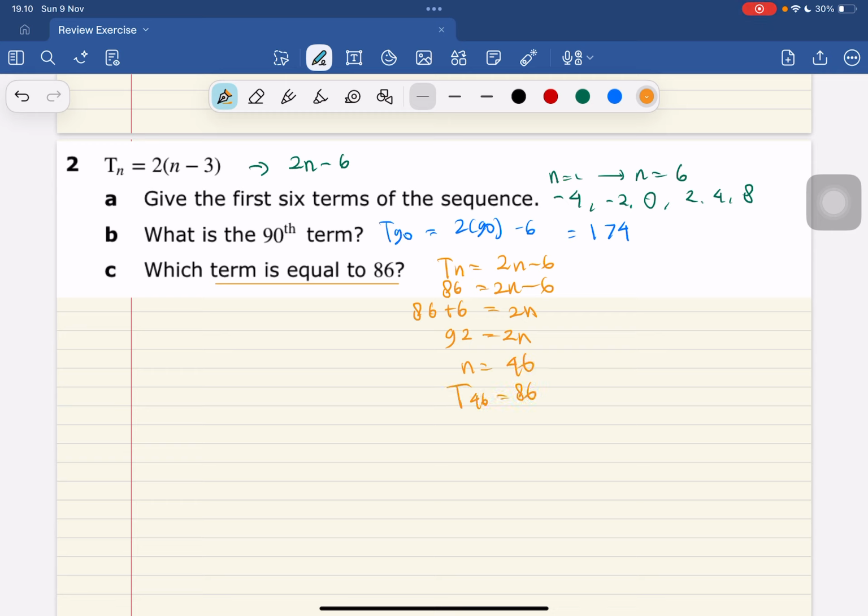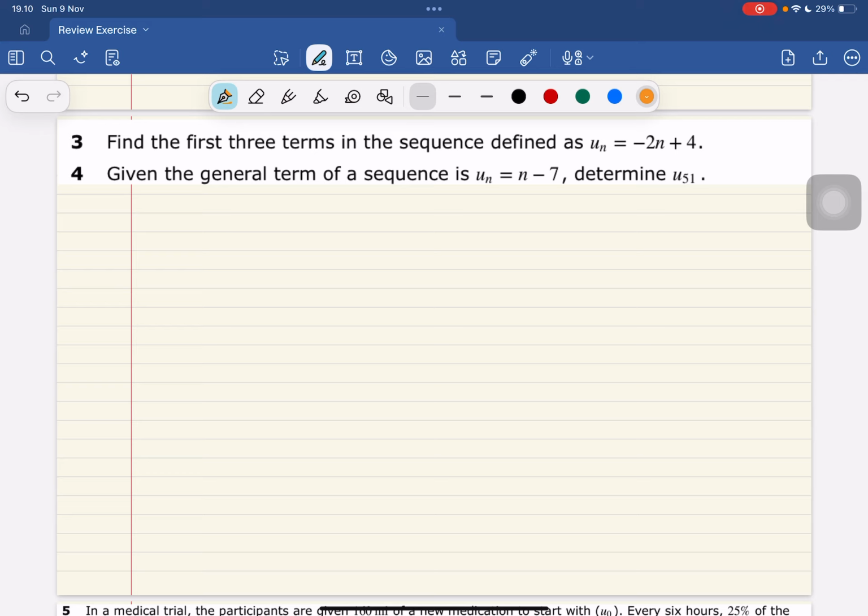Find the first 3 terms of the sequence. So we make n equal to 1, n equal to 2, and n equal to 3. It's number 3. So we got it here: minus 2 times 1 is minus 2, plus 4 is 2, 0, and minus 2. Okay, we got it. The general sequence, Un equals n minus 7. So U51 means 51 minus 7. So U51 equals 44.